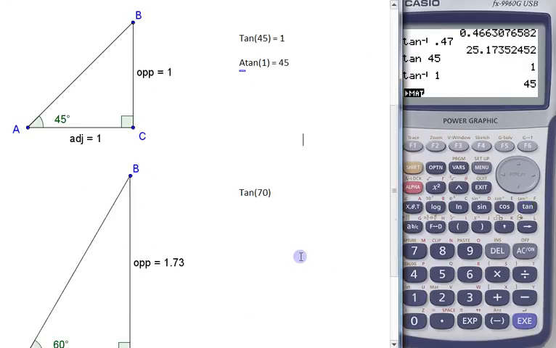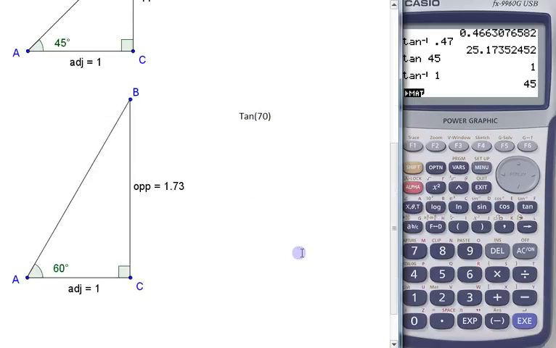There's just one further example here. It's a much taller triangle, a 60-degree angle this time. Let's type tan 60 equals, and we get 1.73 approximately, which is the same as we're getting from the diagram from GeoGebra. 1.73 compared to 1, that's a ratio of 1.73.